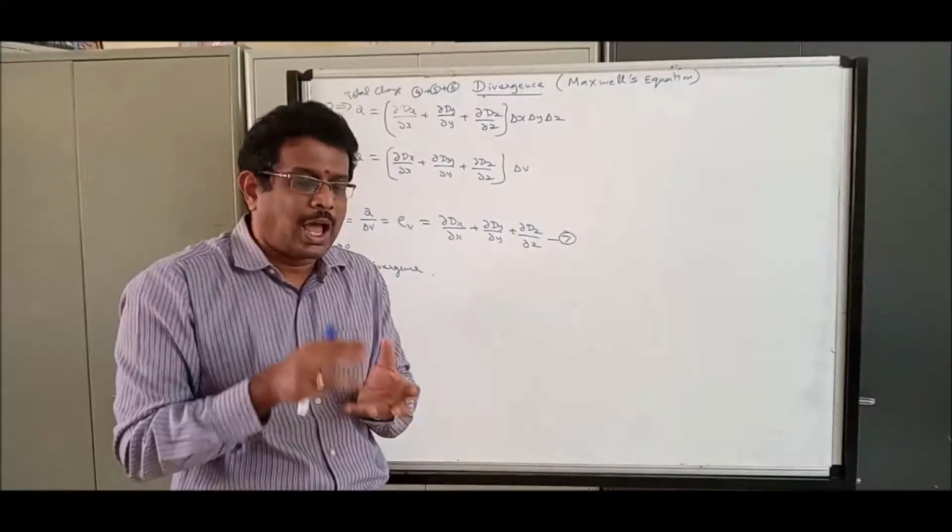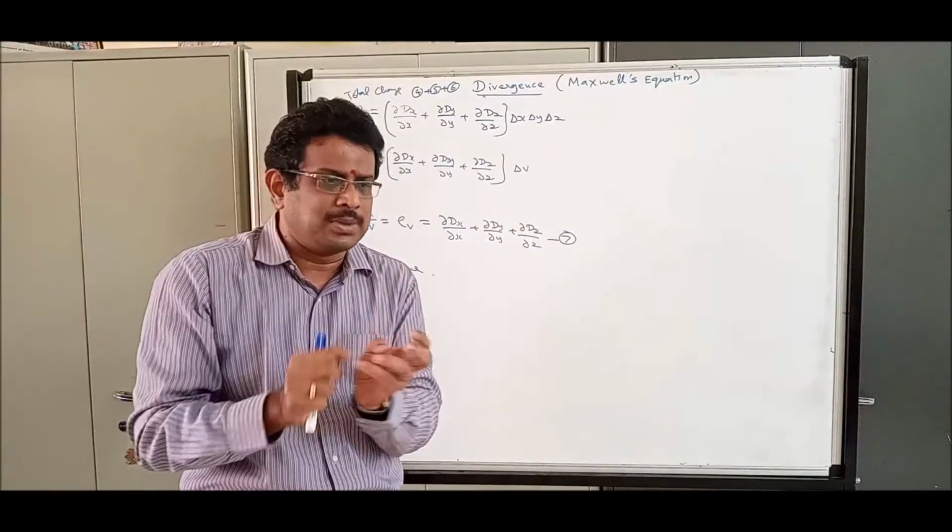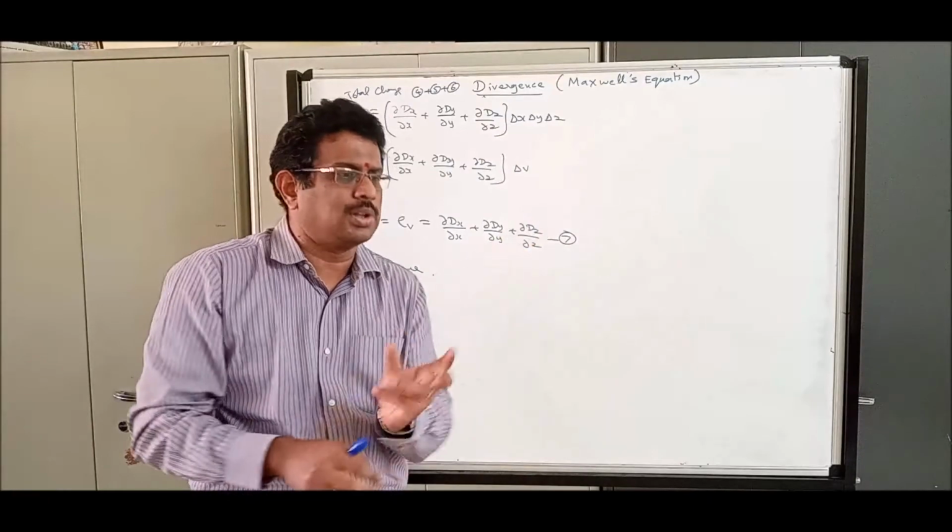So what is that? The outflow of the flux, because instead of water you keep a charge. If you crush that volume, the flux comes out. Instead of water coming out, the flux is coming out.